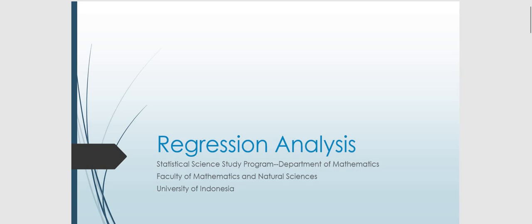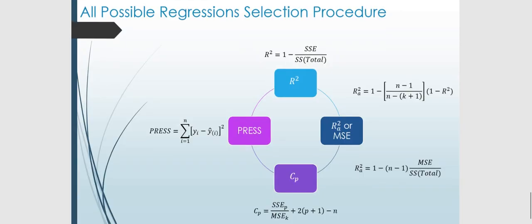For this session, we will continue our lesson on the all possible regression selection procedure. Previously, we've discussed the R-squared criterion. Now we will be discussing the adjusted R-squared or the MSE method. As you can see from the formulation here, the adjusted R-squared is just some modification of the R-squared.